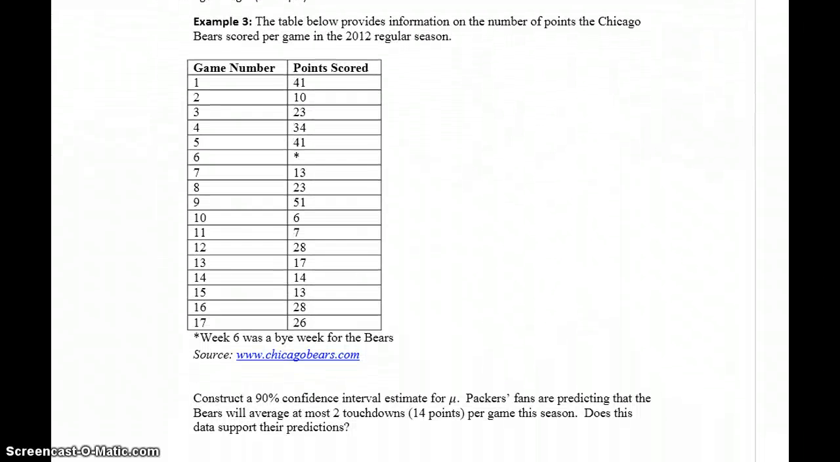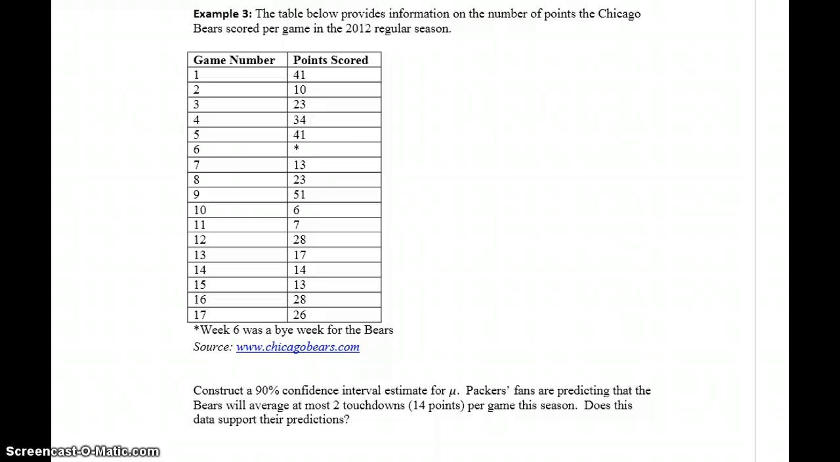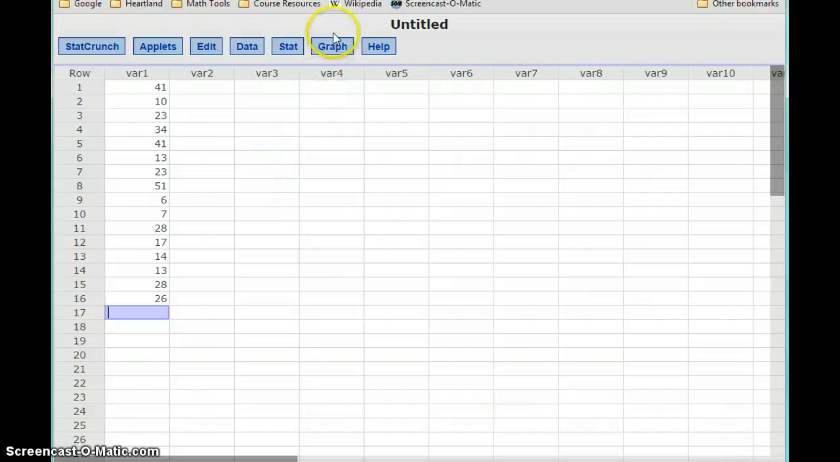In example 3, we have information on the number of points the Bears scored in their 2012 regular season games. We want to construct a 90% confidence interval estimate for mu, or really in this case we want to estimate the average. So we first want to make sure that we can estimate the mean. Packers fans are predicting that the Bears will average at most 2 touchdowns, so 14 points per game this season. Does this data support their prediction? So our first step is to see if we can estimate the mean.